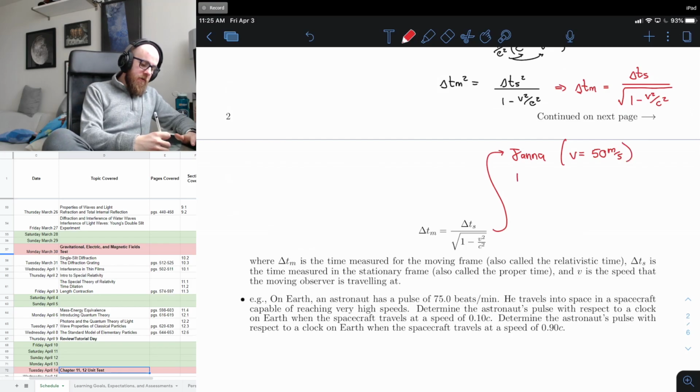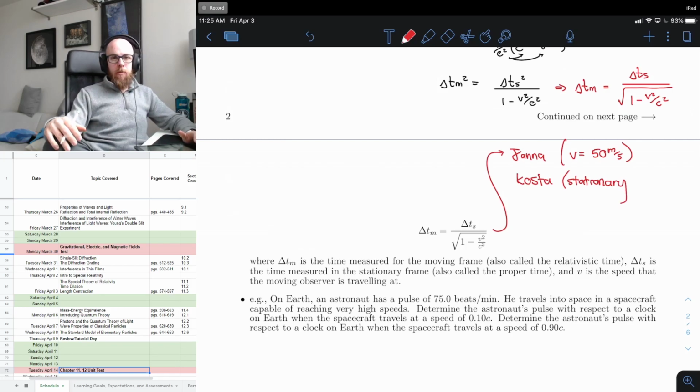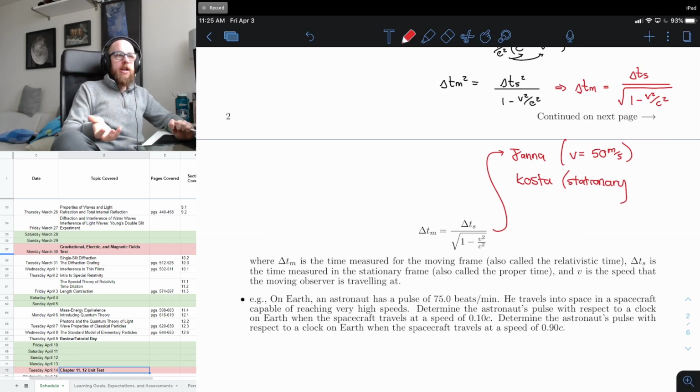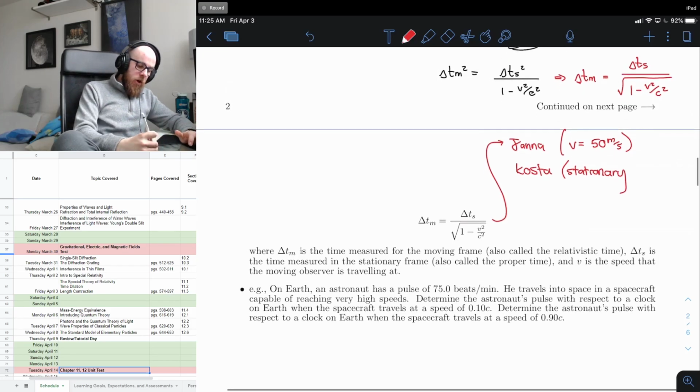Now Costa, you're stationary, right? And let's say that you do some sort of physics experiment, okay? So in this physics experiment, let's say you throw a ball up and it comes back down, and you start your stopwatch and then you stop your stopwatch, and the whole event of you throwing the ball up and the ball coming back down takes about 5 seconds, let's say, okay? So you do some sort of experiment, and that experiment takes about 5 seconds, all right?